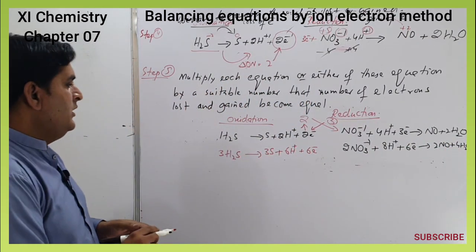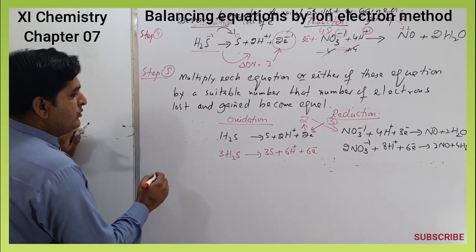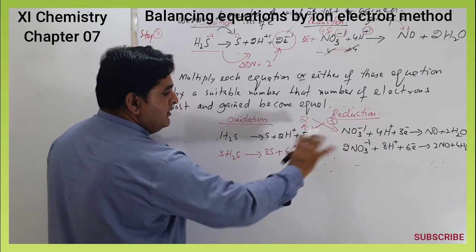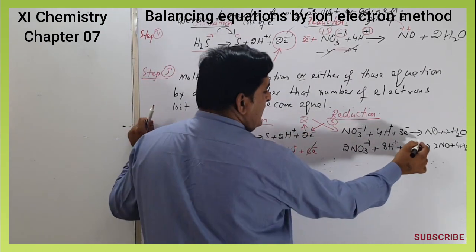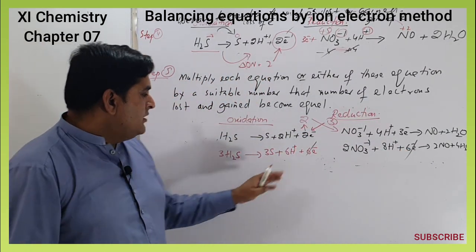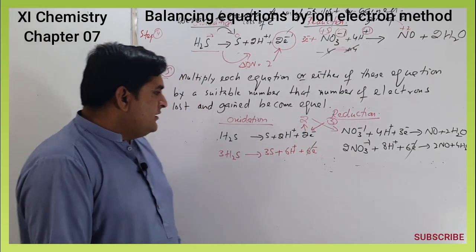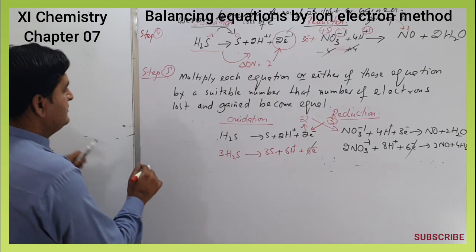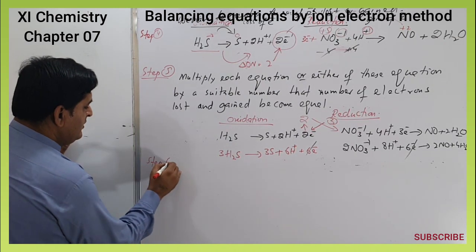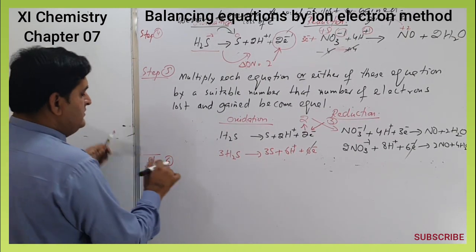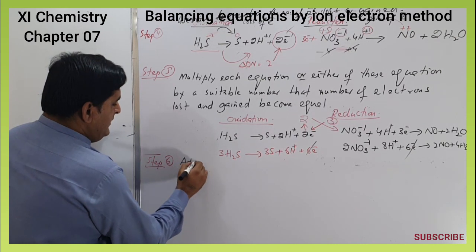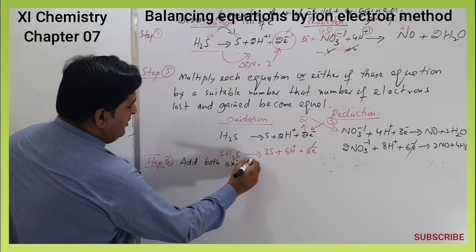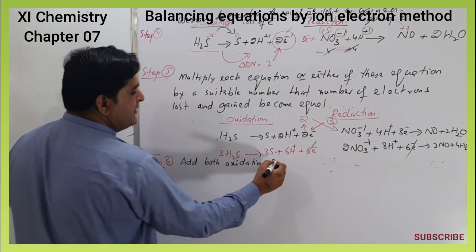Now we cancel the number of electrons as they have been equalized, but before cancelling these, we add up these equations. So step 6 is to add both oxidation and reduction equations.